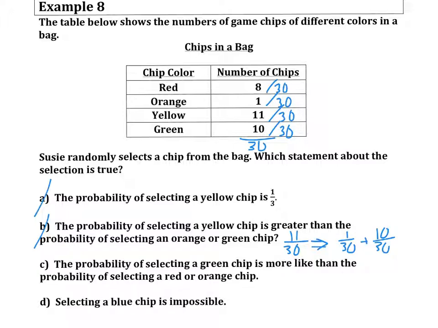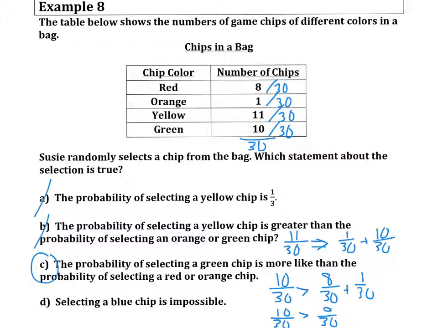C says the probability of selecting a green chip is more likely than the probability of selecting red or orange. So let's look at green. Green was 10 out of 30, and we want to know, is that greater than selecting red or orange? Red was 8/30. Orange was 1/30. And so that would be 10/30 is greater than 9/30. And that is a true statement, and so C would work.